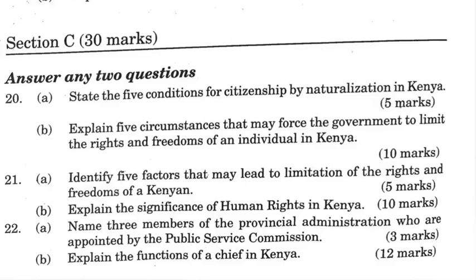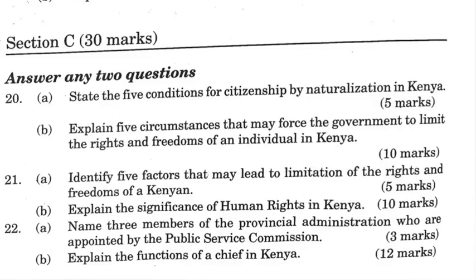20b. Explain 5 circumstances that may force the government to limit the rights and freedoms of an individual in Kenya. 1. Involvement in crime. If one is involved in crime, the government will be forced to arrest and detain him or her. 2. Right to own property may be deprived if the government wishes to use private land for a public utility. The owner will, however, be compensated.